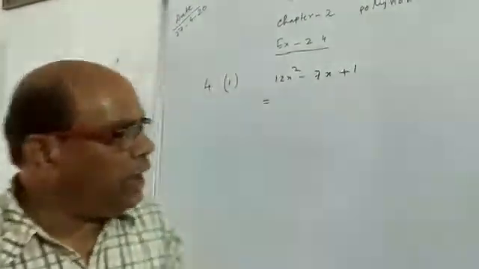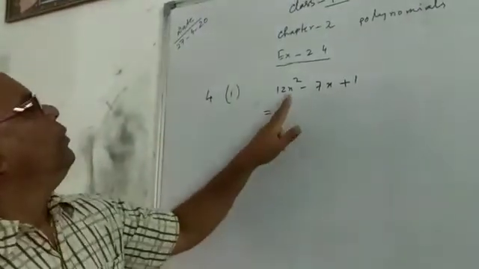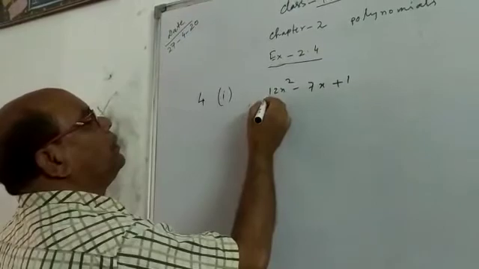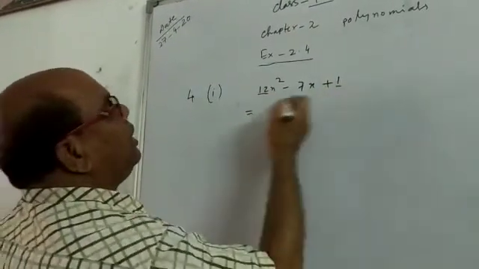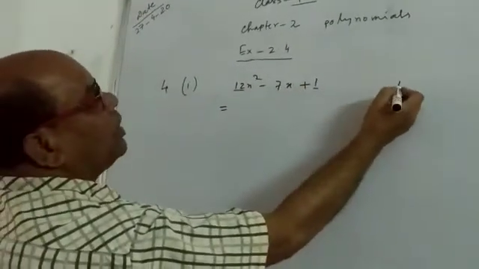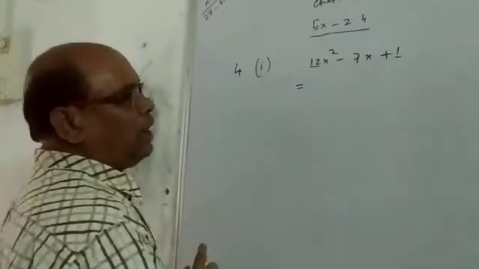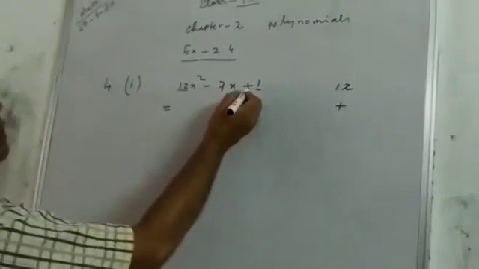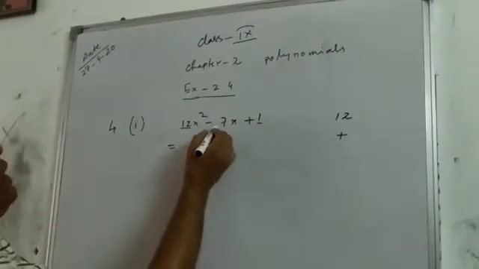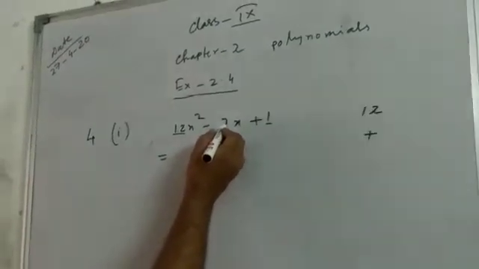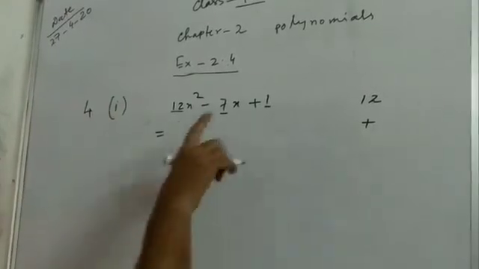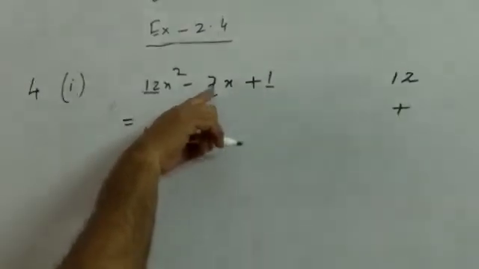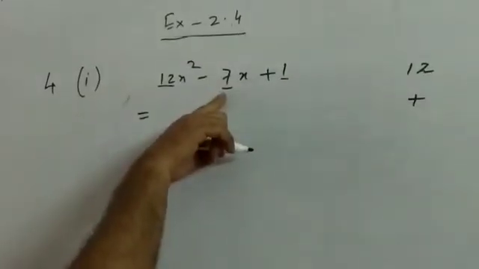If we want to factorize by splitting the middle term, first here the coefficient of x square is 12. Whatever the coefficient of x square, either 1, 2, 3, 4, 5, any number, by that coefficient of x square and the constant term you will multiply. So here the coefficient of x square is 12 into 1, the product is 12. Now you see the sign of the last term is plus. This is very important. Now we will split 7 by adding, because the sign of the last term is plus. If the sign of the last term is minus, then we will split the middle term by subtracting. Since the sign of the last term is plus, we will split 7 by adding.